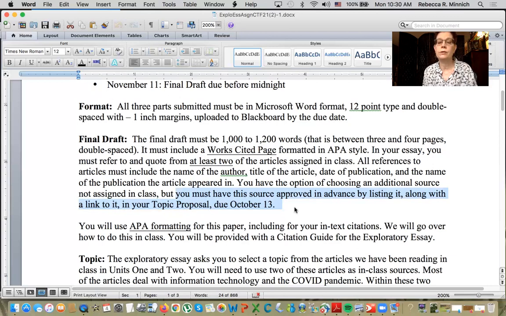I need to approve the source in advance, so you need to have decided on it by the time the topic proposal is due October 13th. Okay, and if I say yes, that's a great source, go for it. Just be aware that the type of information sources that I've been using for the in-class sources are the types of information sources that I'm going to approve, right? In other words, established news outlets that are not overly biased and that are fact-checked.